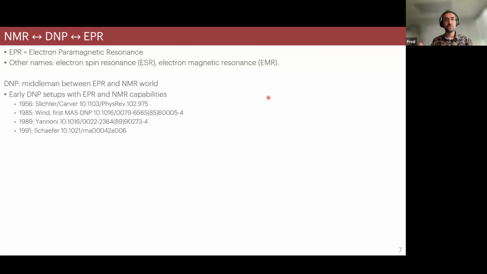So EPR stands for Electron Paramagnetic Resonance. You may also know it under the names of electron spin resonance or electron magnetic resonance. These are the same thing. And DNP is the middleman between the EPR and the NMR world. And because it's the middleman, most of the early DNP setups had both EPR and NMR capabilities.